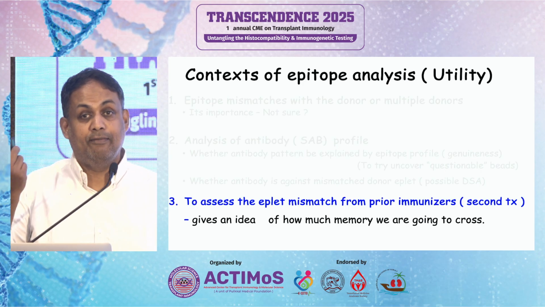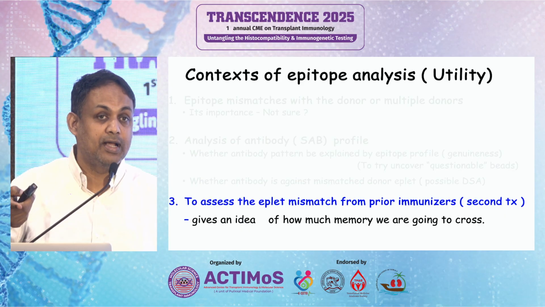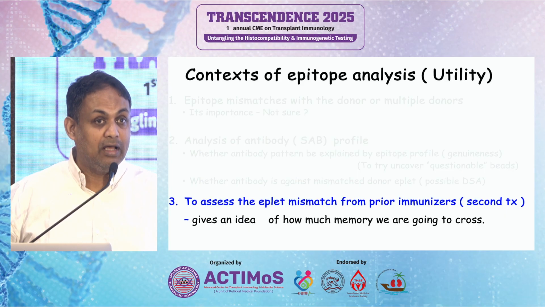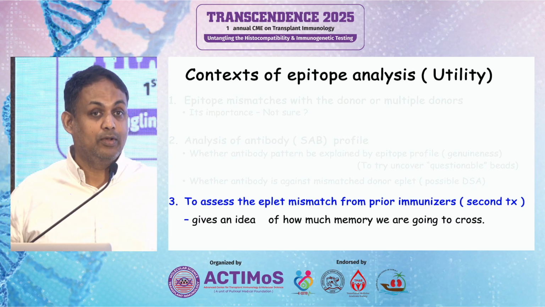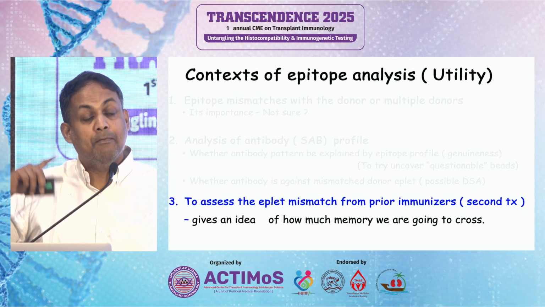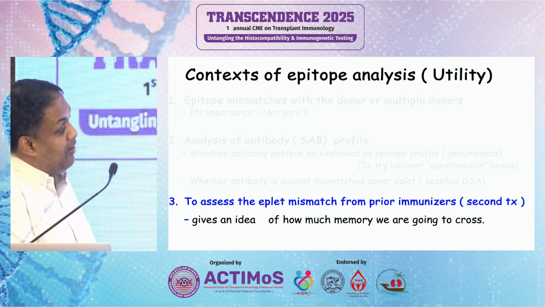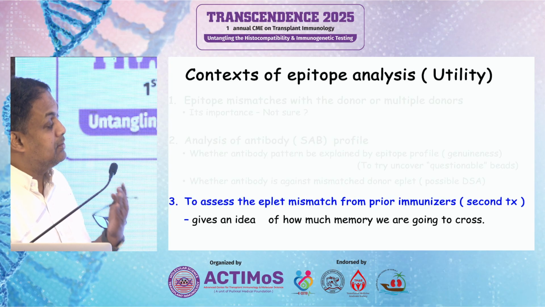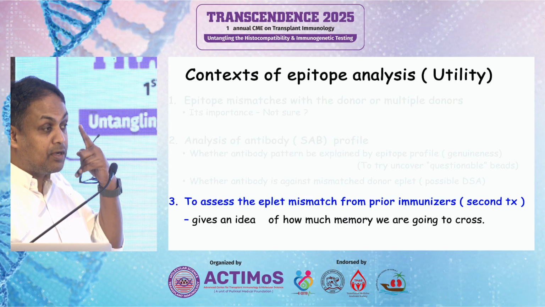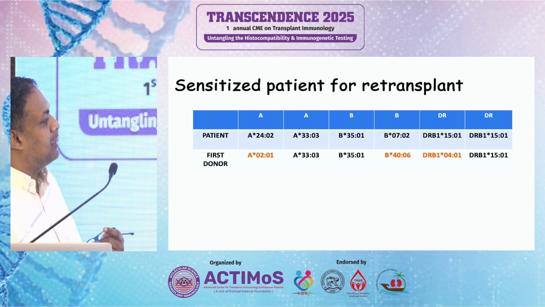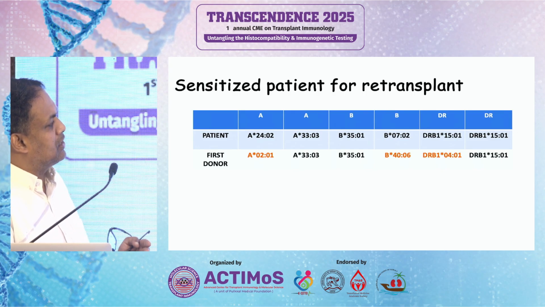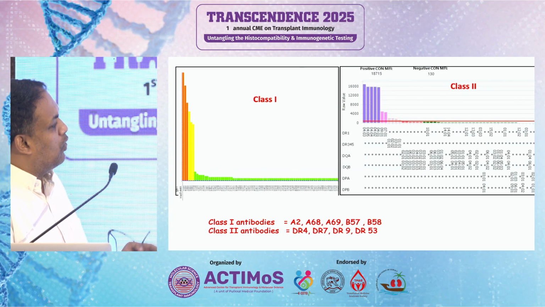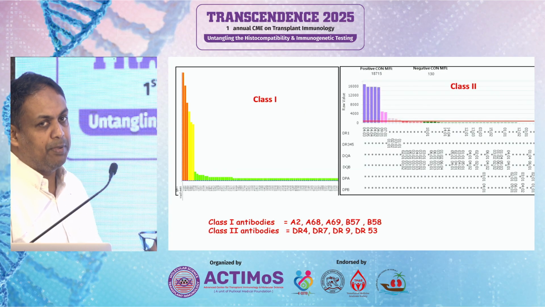Now coming to the third thing, it is to give an idea of how much memory you have to cross. Suppose I have a failed transplant and I'm going for a retransplant. If I don't have antibodies, I'm good enough, you can just go ahead. But suppose I have antibodies against my prior donor, then I should know which eplets I have reacted to, and I should try to avoid those eplets in my future transplant. So this is a patient who has come for a second transplant. First, I think the father was the donor. And now you have got antibodies out there, so the patient is sensitized.